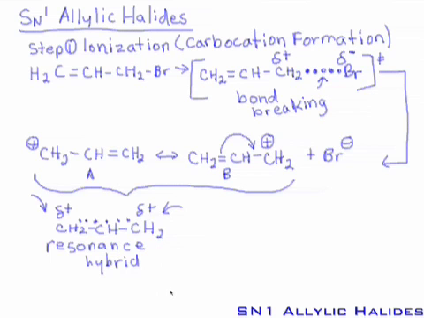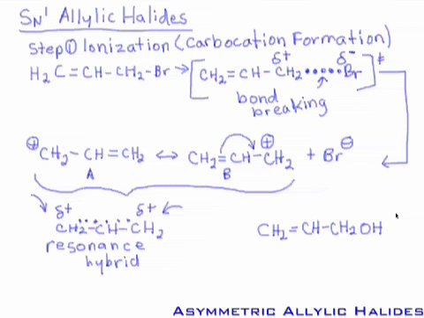So in step 2, if we were attacking, say, with a hydroxide or water molecule, we would produce an allylic alcohol. But the resonance stabilization allows the SN1 reaction to occur very rapidly. And as such, because the reaction occurs so rapidly, it often is faster than even tertiary alkyl halides.